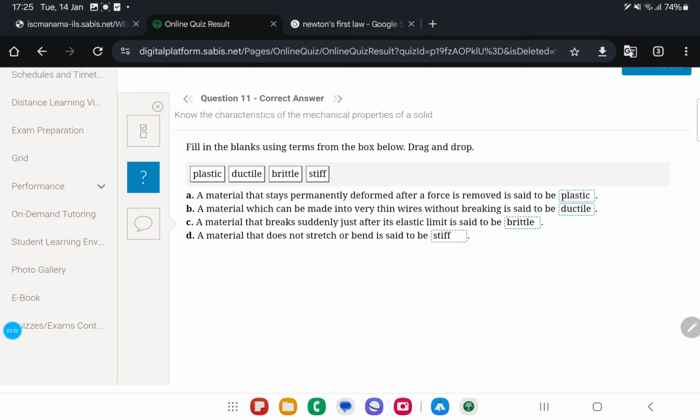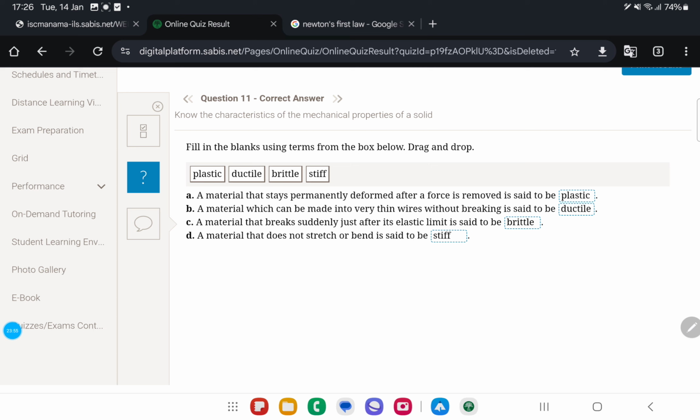Okay. For C, a material that breaks suddenly just after its elastic limit is said to be brittle. Let's take glass and eggshell as examples. Those materials are considered brittle because when you apply force to them, they break. So when you try to stretch it past its elastic limit, it breaks immediately, unlike a rubber band and stuff like that.